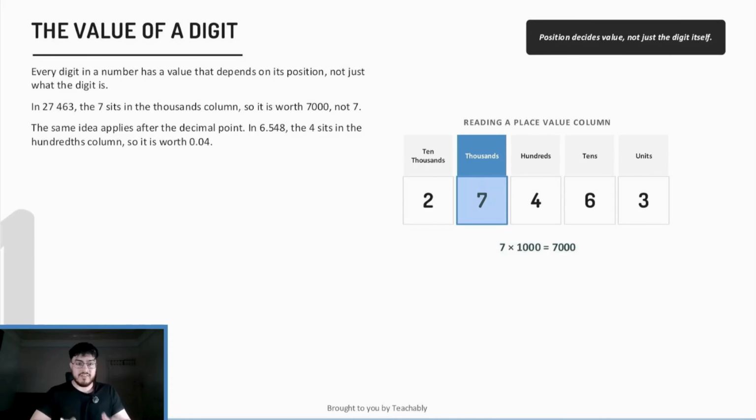The value of a digit. So what are digits? Well, a digit is anything from 0 up to 9. So that's 0, 1, 2, 3, 4, 5, all the way up to 9. Every digit in a number has a value that is dependent on its position. So the digit itself doesn't add the value; it's the position in context with all of the other digits that gives it its value. I'll explain that with an example.